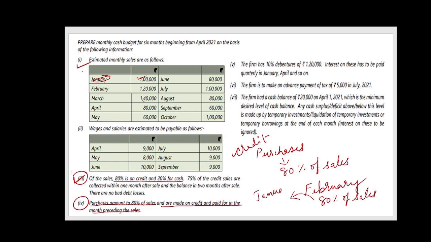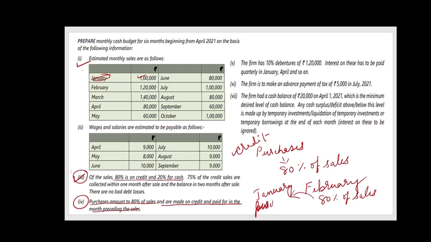Okay. So in the month of January, what will be your purchases? In the month of January, your purchases will be 80% of sales of February. So whole purchases are on credit basis and paid for in the month preceding the sale. Whatever you want to sell in the month of February, for that you're going to purchase the materials in the month of January. And what is its cost? 80%. So quickly we'll go ahead and prepare the table for it.